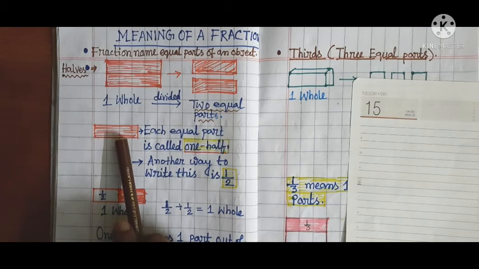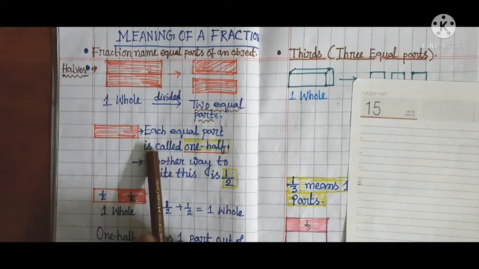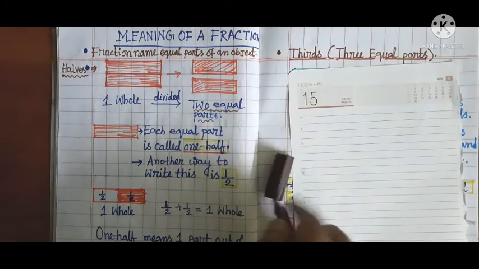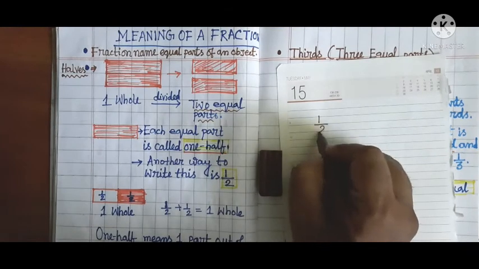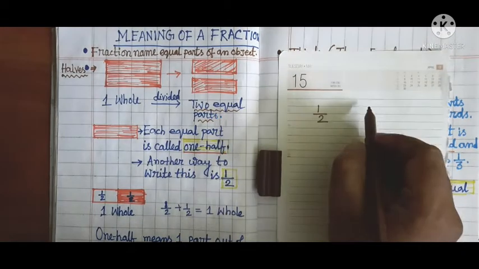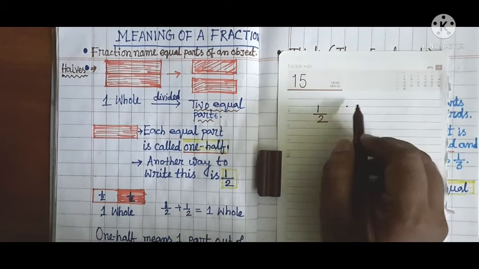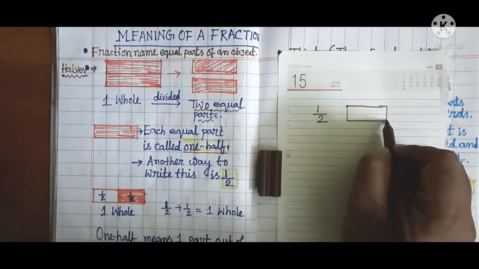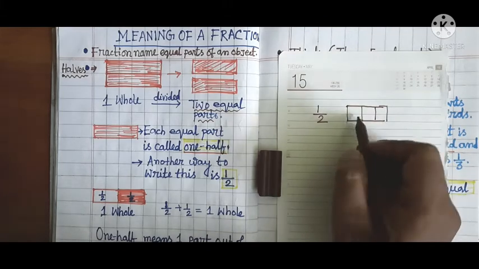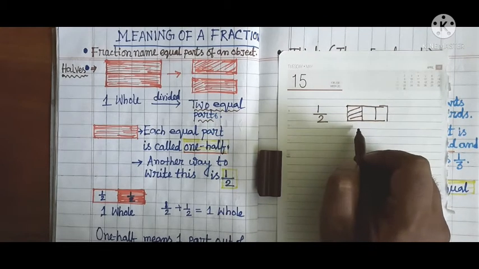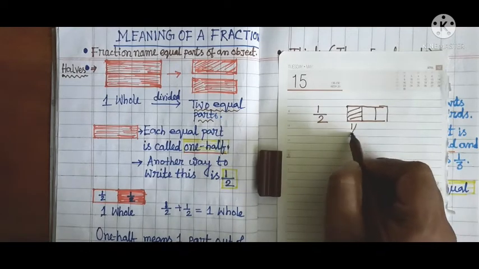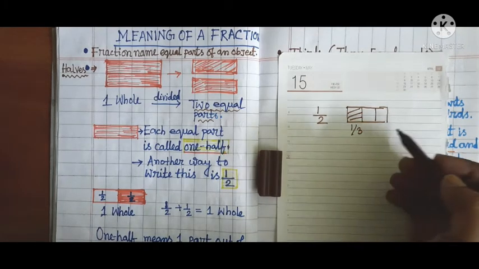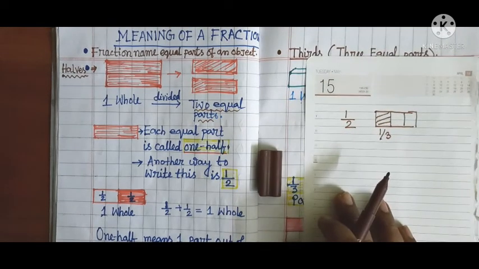Now each equal part is called 1/2, and I can draw a diagram. It is called 1/2. And let us suppose the chocolate is divided into three parts. Then each part will be written as what? 1/3. Yes, the whole chocolate is divided into three parts and each part is written as 1/3.